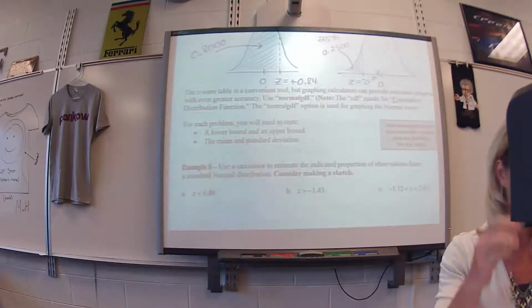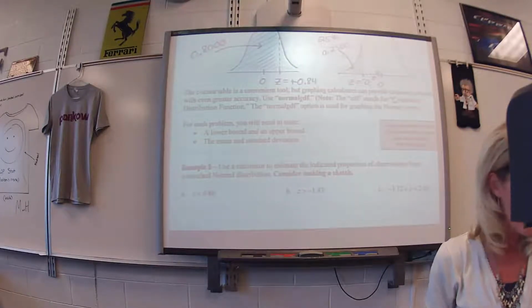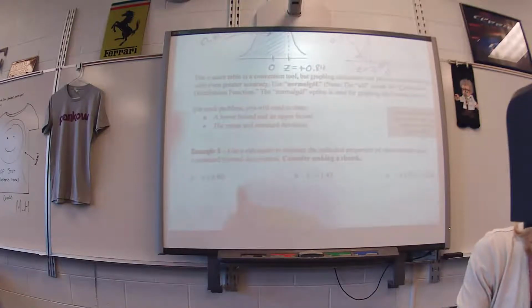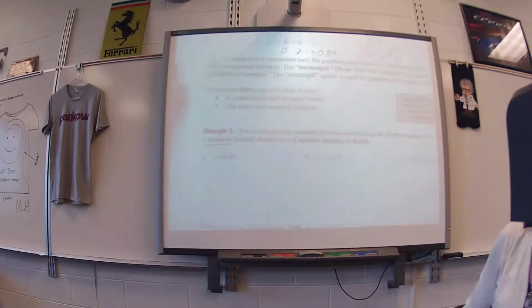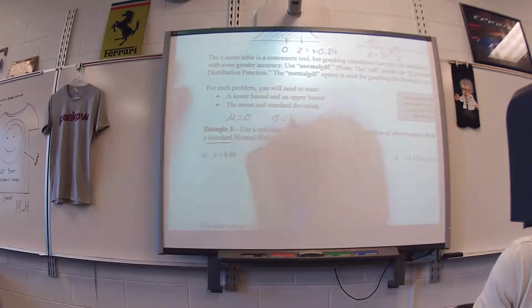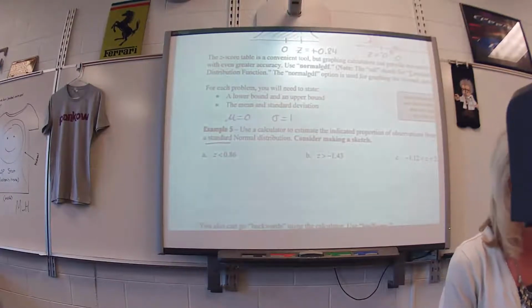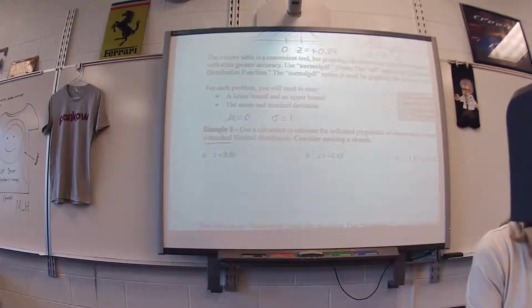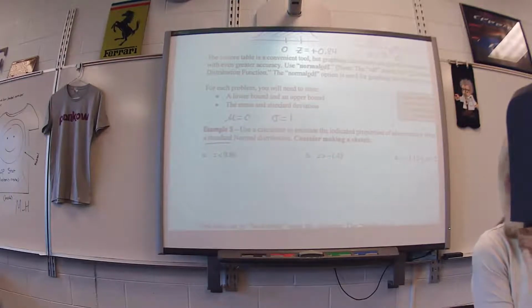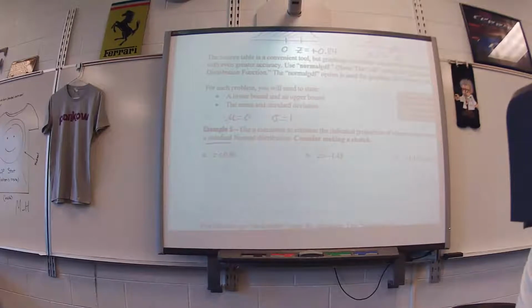For each problem, you will need to state a lower and an upper bound, and the mean and the standard deviation. For us right now, we are on a standard normal distribution. Our mean will be 0, and our standard deviation will be 1. As long as you're working with standard scores, that's all you need to know. Let me clear out the memory on my 84 and on my other calculator. Both of my calculators are wiped clean.